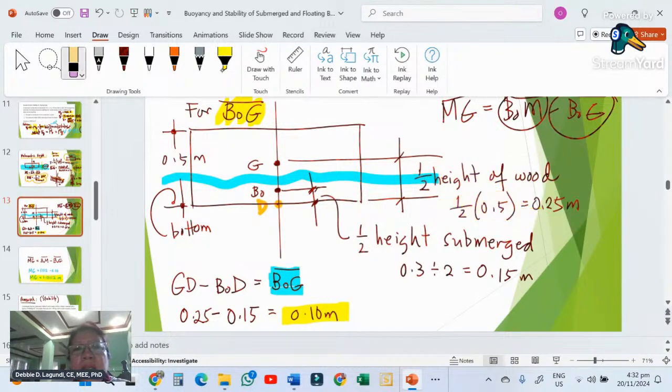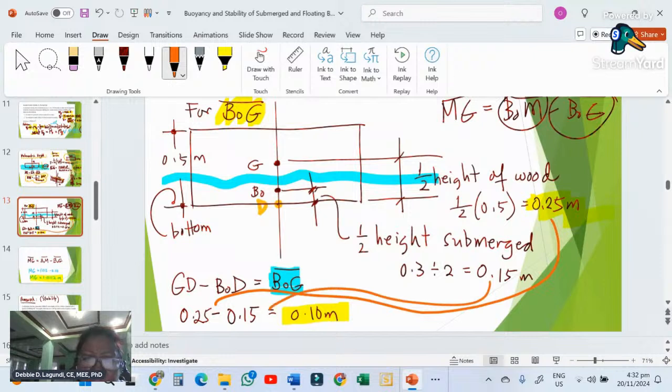So we got that 0.25. And the BOD will be 1/2 of the submerged height. The submerged height is 0.3 divided by 2, that will be 0.15. So having all those halves, then you can now compute for BOG. 0.25 minus 0.15, you'll get 0.1.